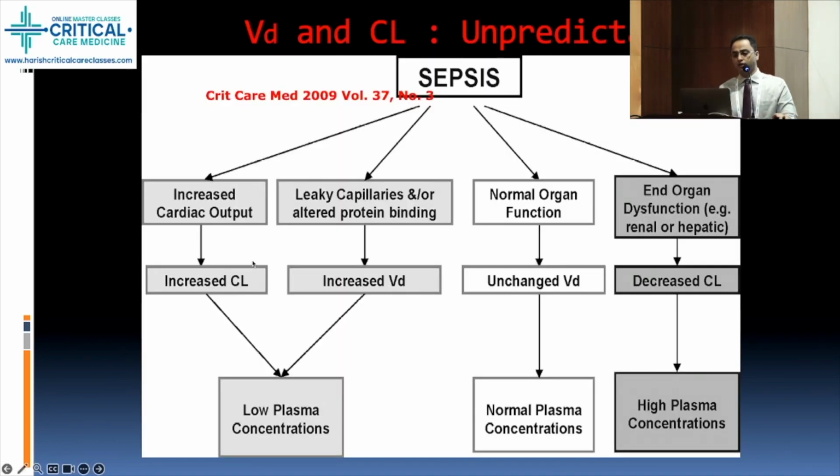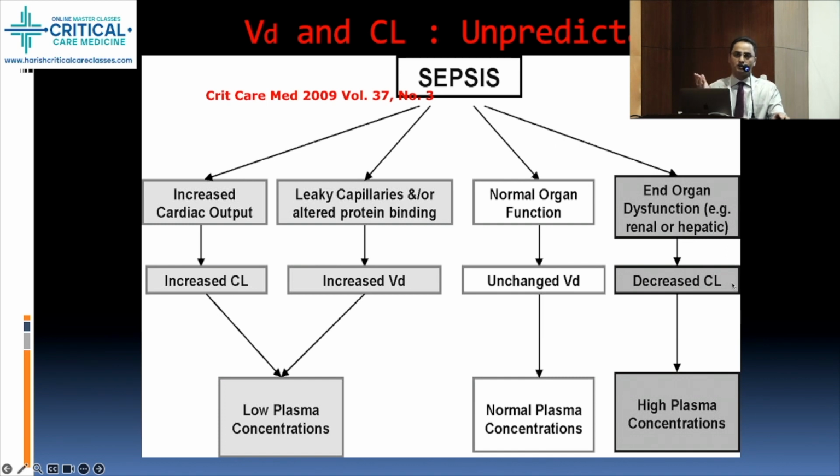Again, sepsis, its impact: initially they can have a high output. So when we have an increased cardiac output, there is an increased clearance because of adequate blood supply to the end organs and all. When they have leaky capillaries and altered protein binding, there is an increased volume of distribution. So the apparent concentration in the plasma may be very low. Or they might have adequately functioning organs, so then we are able to achieve the normal plasma concentration. Are they presenting late?